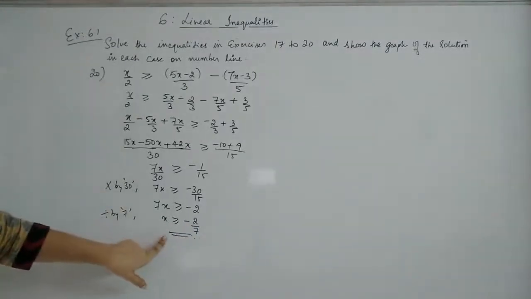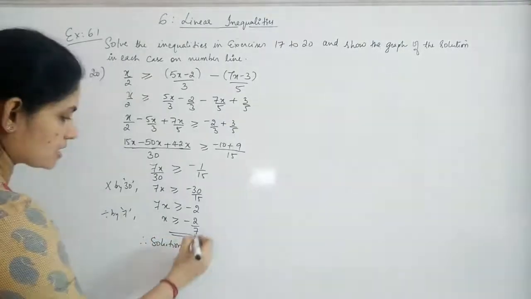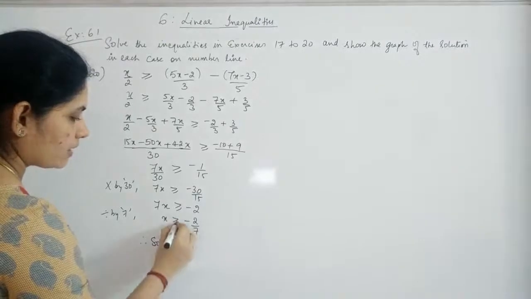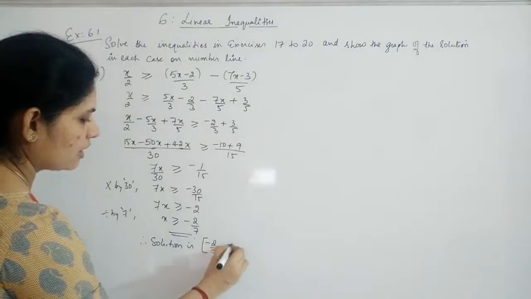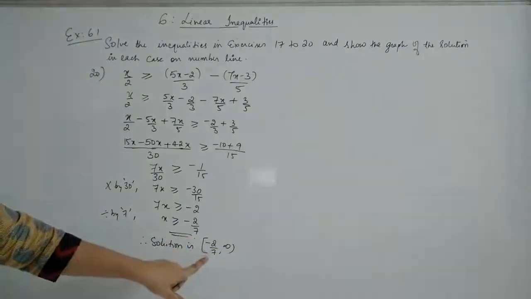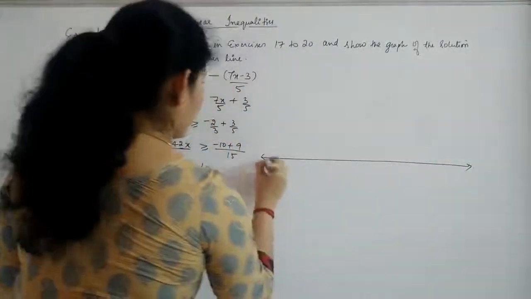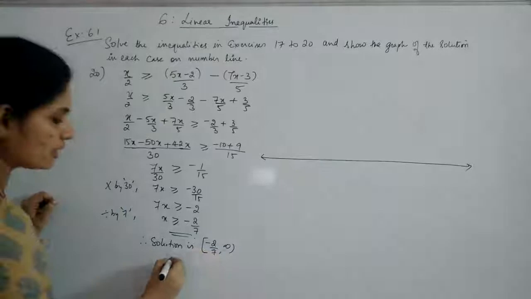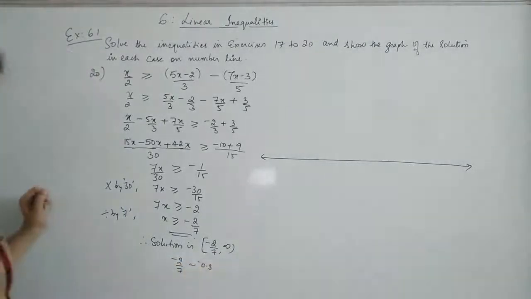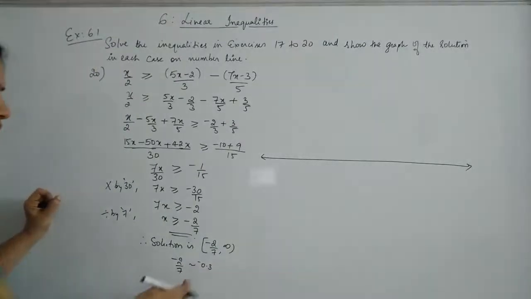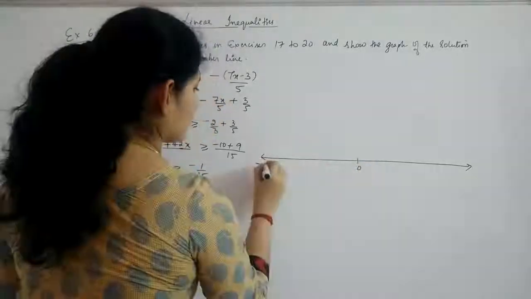Now how to represent this? Therefore the solution set is, here again you have the equal to sign, so closed minus 2 by 7 comma infinity, greater than or equal to minus 2 by 7. Now we have to represent it on the number line. What is the approximate value of minus 2 by 7? This will give you approximately minus 0.3, 0.285 like that it is going. So you will get negative 0.3. So the approximate value we are taking and marking it on the number line.